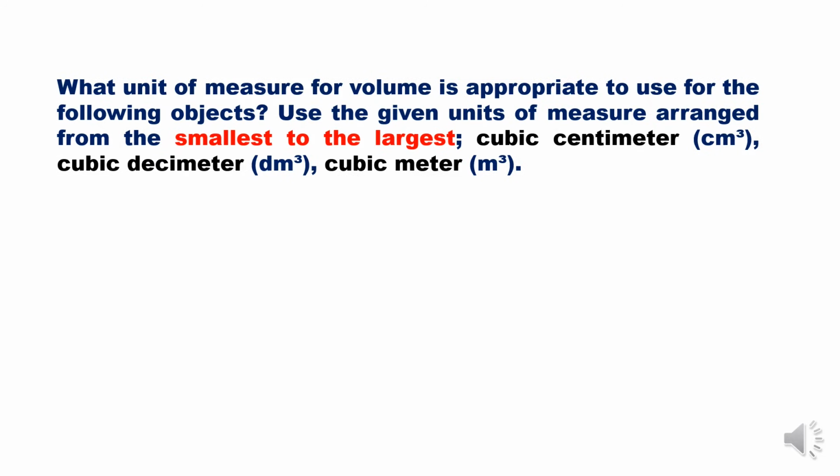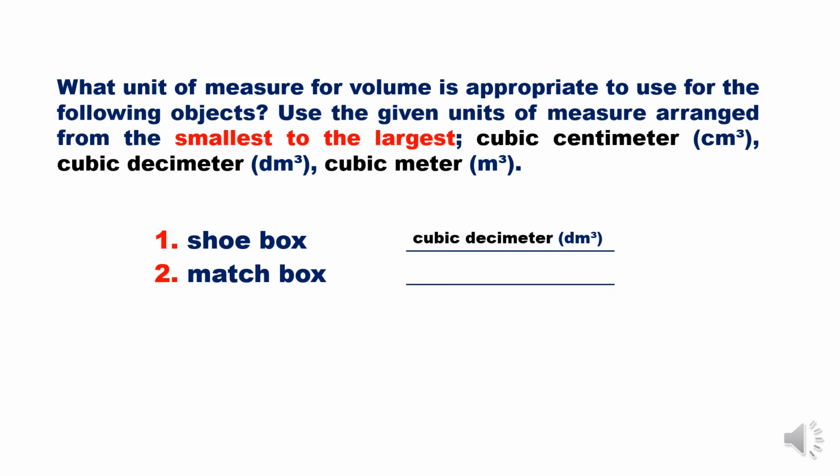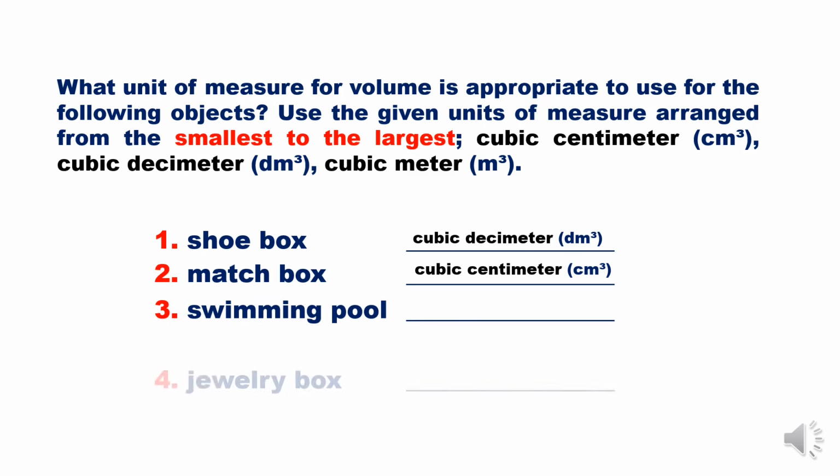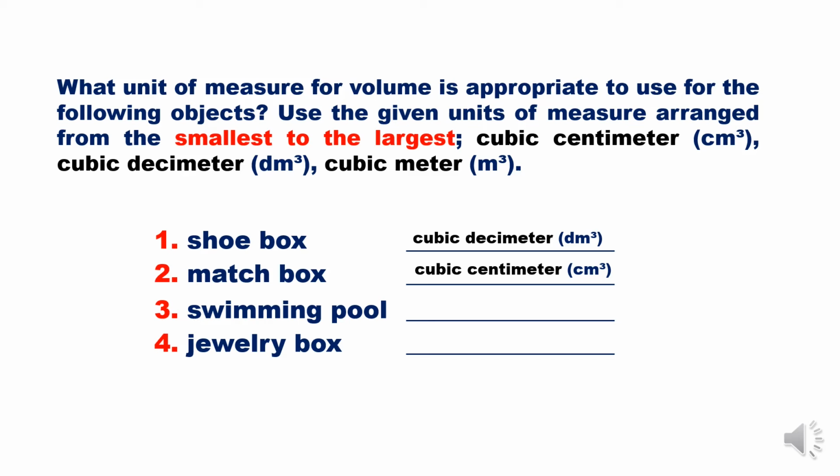What unit of measure for volume is appropriate to use for the following objects? Use the given units of measure arranged from the smallest to the largest. Cubic centimeter, cubic decimeter, and cubic meter. Number 1, shoebox. Number 2, matchbox. Number 3, swimming pool. Number 4, jewelry box. Number 5, flower pot.